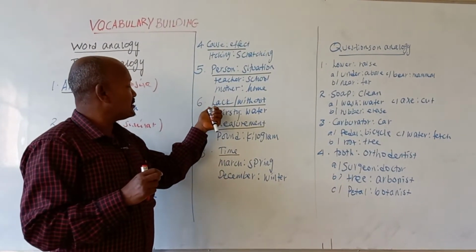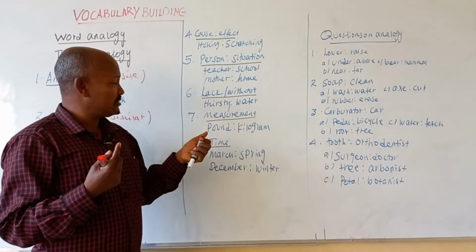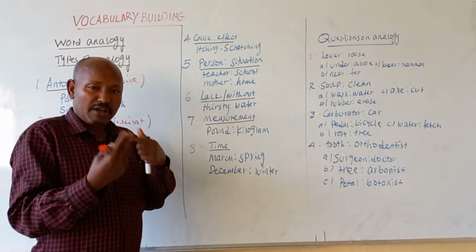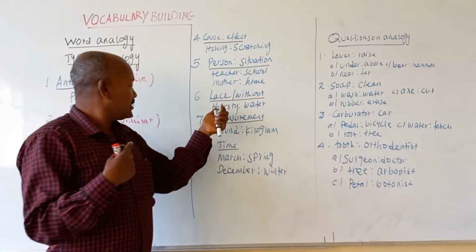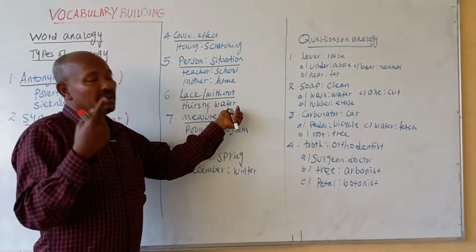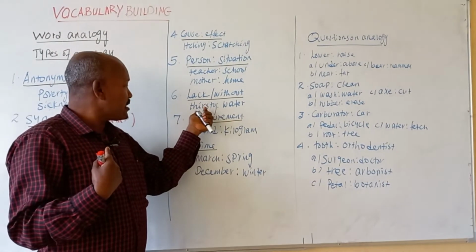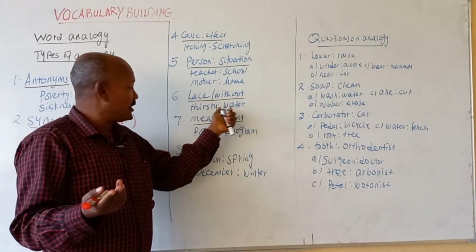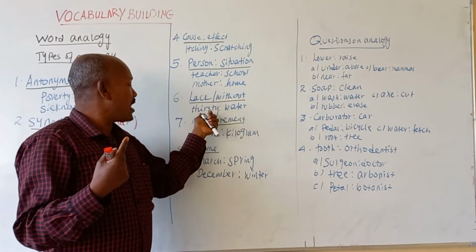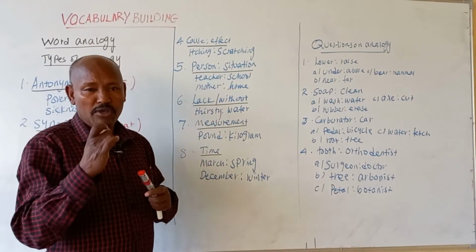And the sixth type is lack, or without. What happens if there is a lack? Thirsty, water: without water or shortage of water, this problem happens. Hungry, food: the result of lack of food is hunger. So this type of correlation is lack or without.